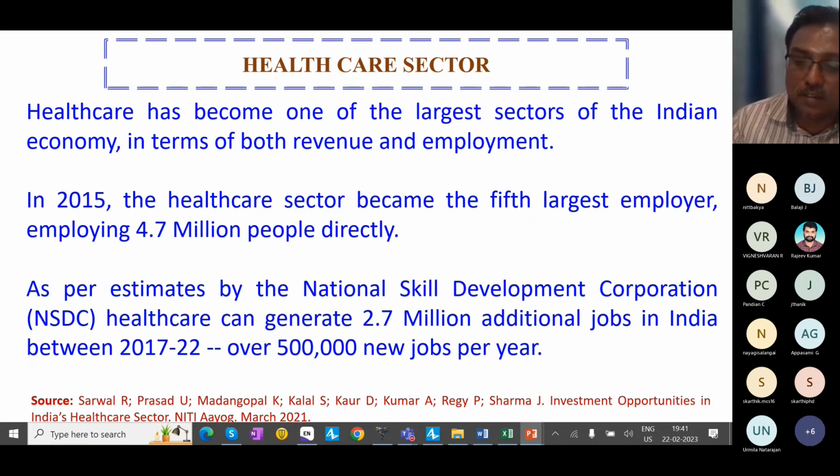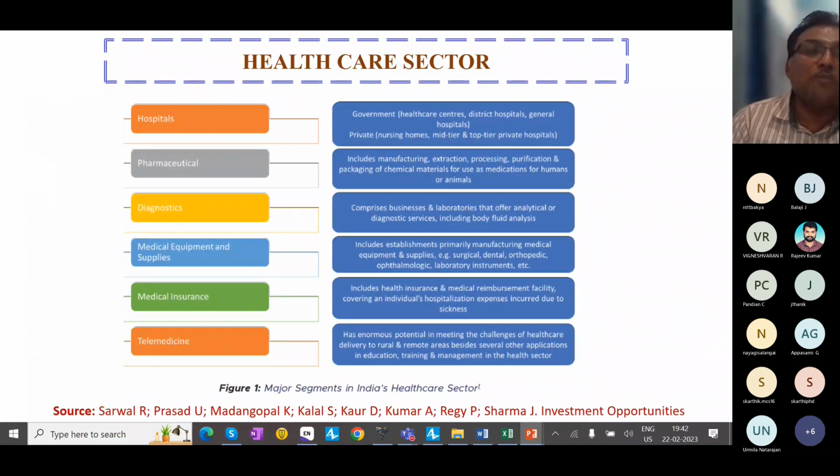4 million jobs. Probably if you go to the IIT Research Park website, you could find a lot of startups on medical, especially this healthcare and medical domain.